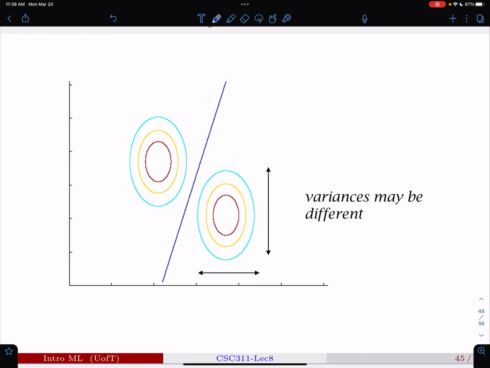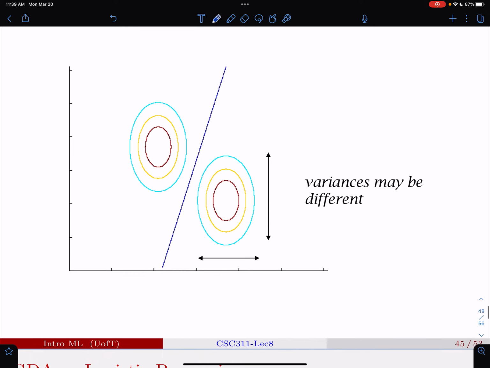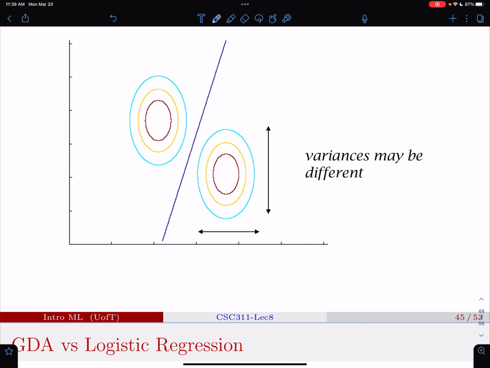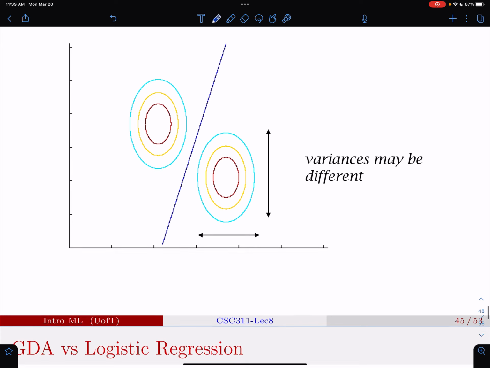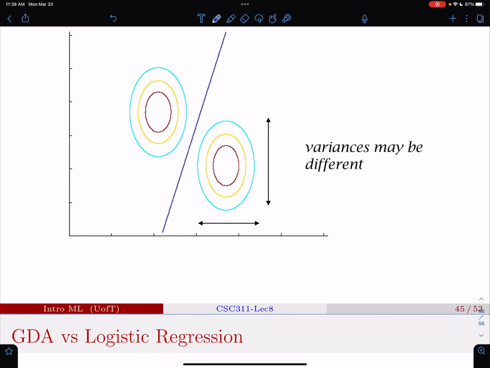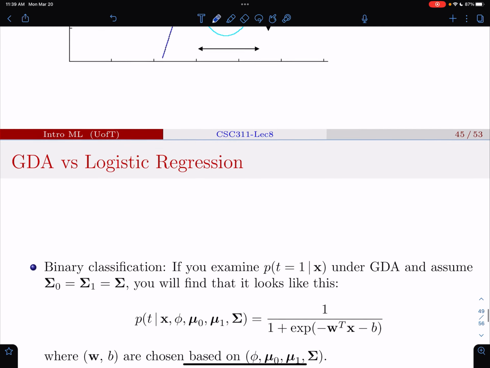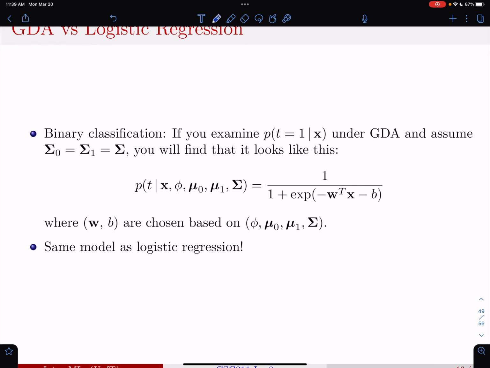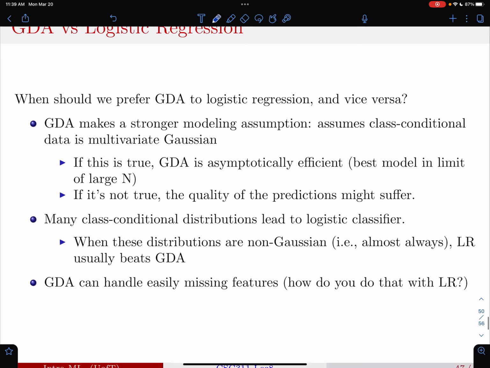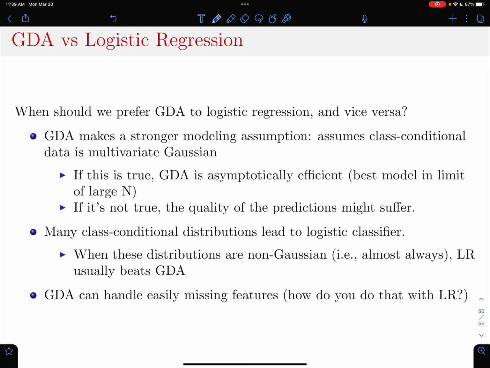Here's a picture of what a linear decision boundary looks like if you assume the same covariance matrix. One natural point of comparison is that we previously looked at how to separate two different classes using the discriminative approach directly, which is logistic regression. You want to compare how this linear decision boundary looks compared to the one found by logistic regression.